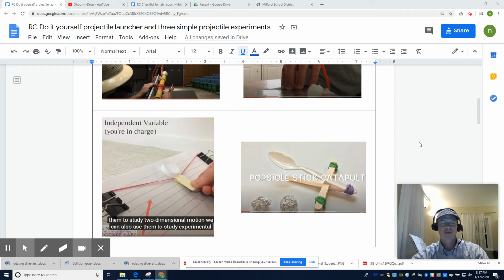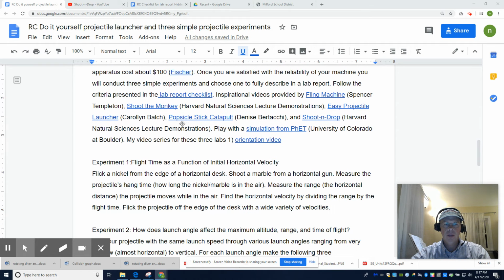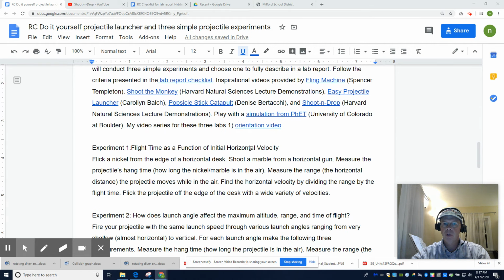Hello, Physics Nation. My name is Nate Larmond, and I'd like to do a sample calculation for the first experiment with the do-it-yourself projectile launcher. The first experiment is flight time as a function of initial horizontal velocity. So, sounds complicated. It's not.